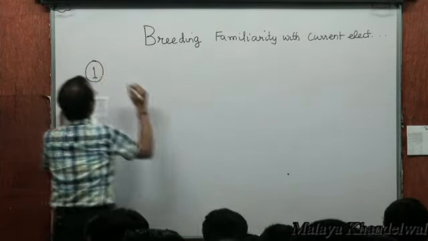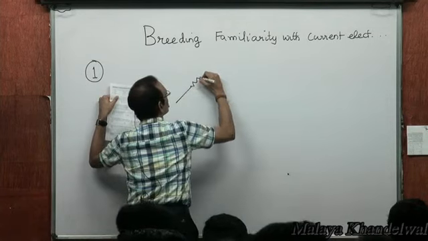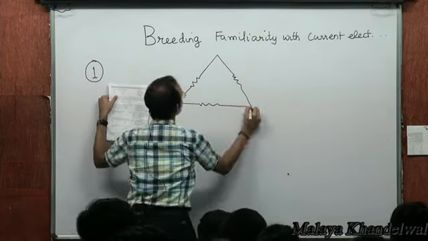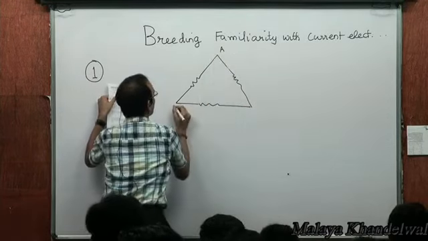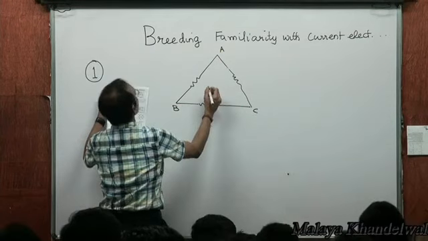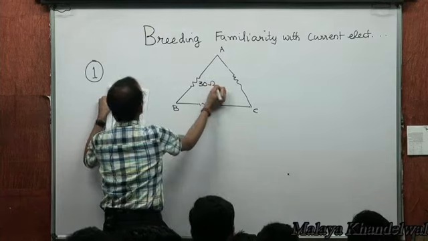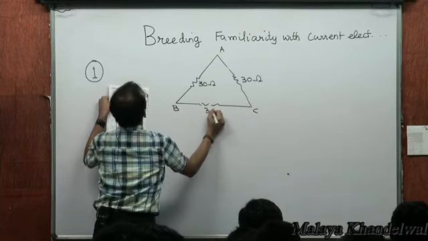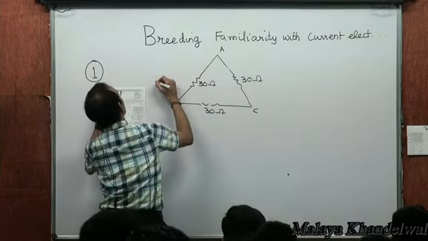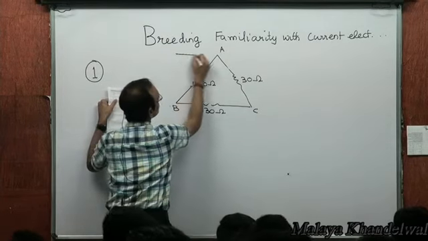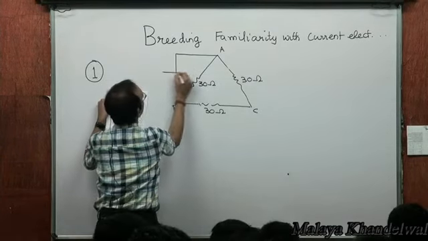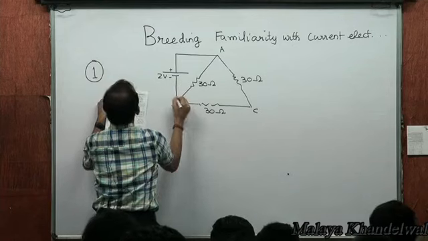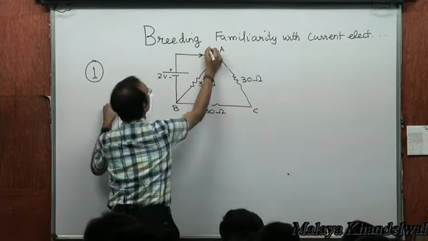The first problem is about a very ordinary network comprising 3 resistors A, B, C. This is 30 ohms, this is 30 ohms, and this is 30 ohms. And across A and B, there is a battery, 2 volts, connected like this. We want to find the current flowing through the battery.